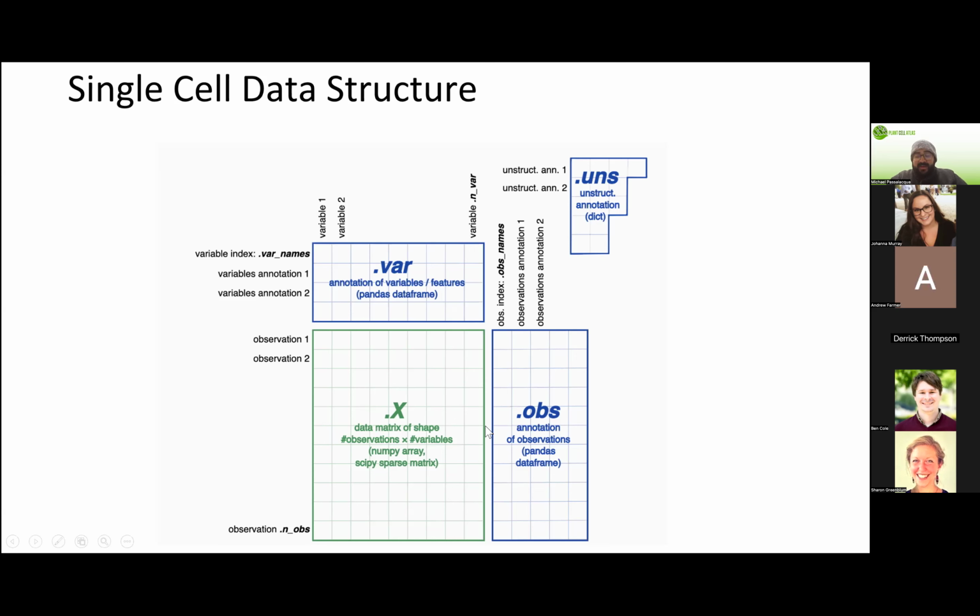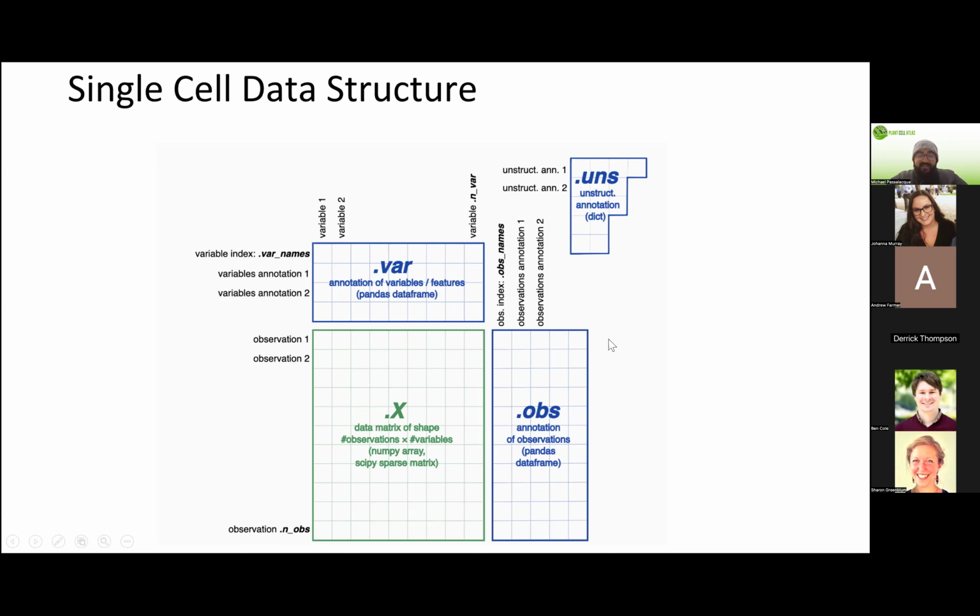So in ScanPy, you have this .X matrix. So this is where your observations by variables are. So every square in this matrix is the level of a gene, which are variables, in a cell, which are observations. This could also be nuclei if you're doing single nuclei sequencing. And adjacent to this big matrix, you have 2 other matrices. So you have the observation matrix.